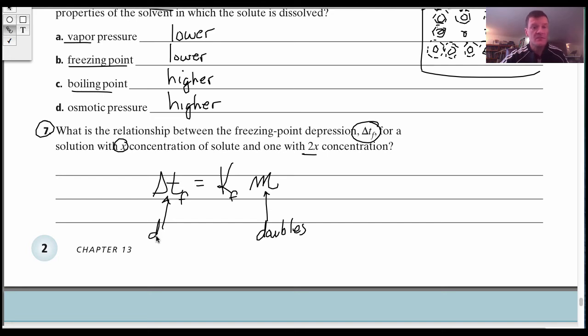It also is going to double. It is a direct relationship. This is your constant. That's not changing. Okay? The concentration can change. If you double it, that would double the freezing point depression. That would double how much the freezing point goes down by. Okay?